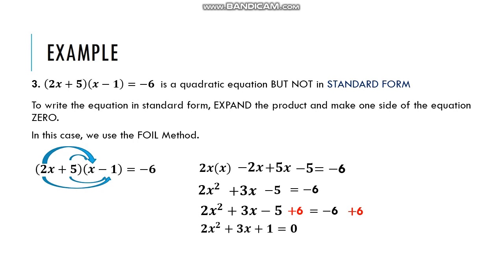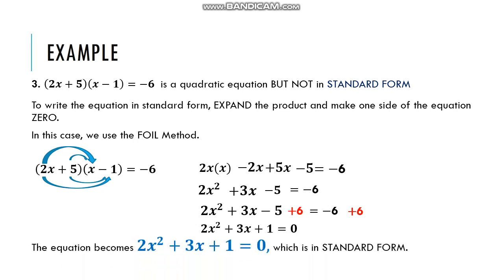So one side of the equation now becomes 0. The equation 2x² + 3x + 1 = 0 is in standard form, where a = 2, b = 3, and c = 1.